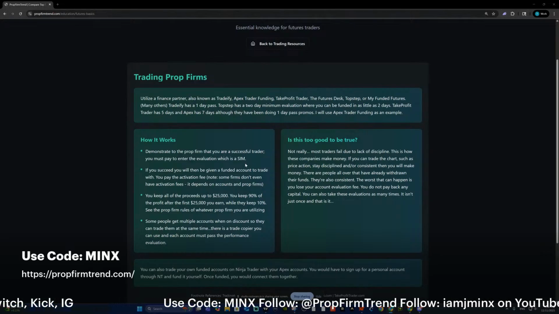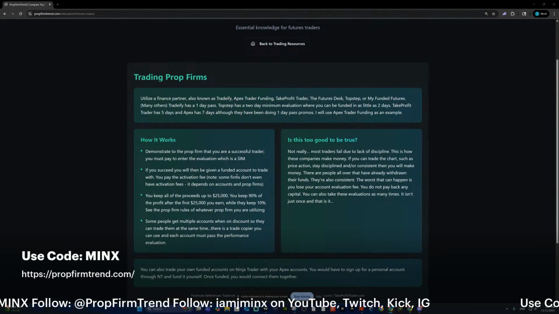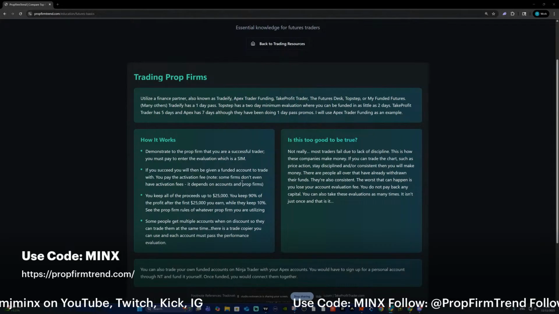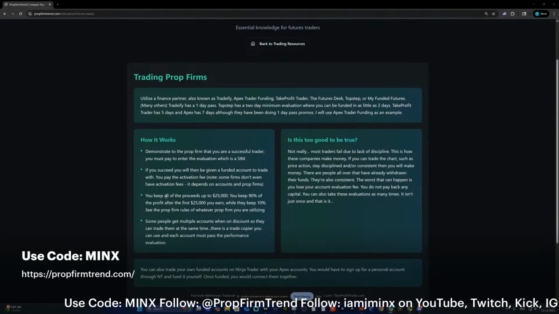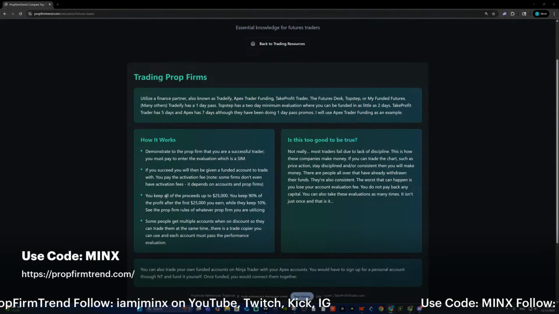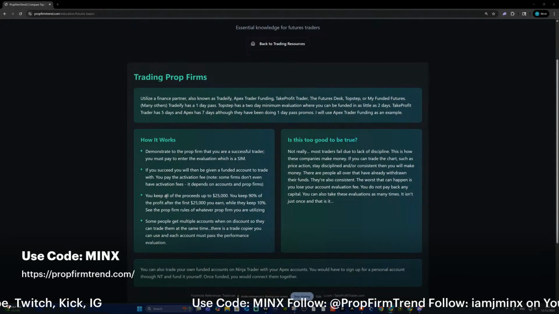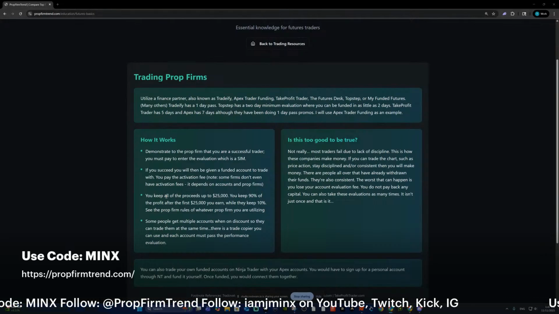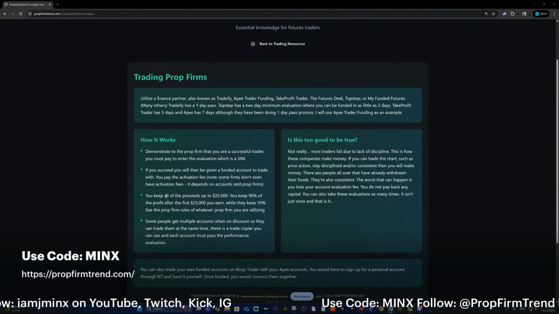And you pay the activation fee. Also, some firms don't even have any activation fees. It just depends on the accounts and on the prop firm. You keep all of the proceeds up to $25,000, and you keep 90% of the profit after the first $25,000 you earn, while they keep 10%. So you want to see the rules of whatever prop firm you're utilizing, but a lot of them are similar with the profit split.